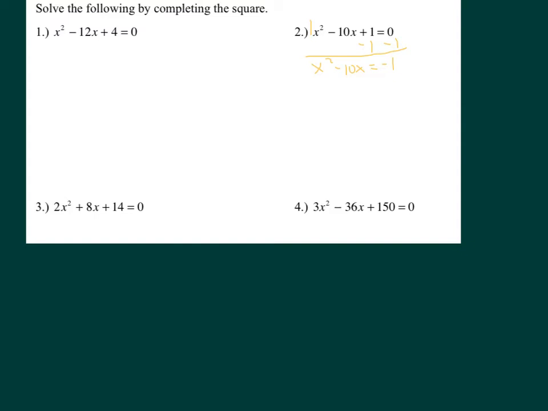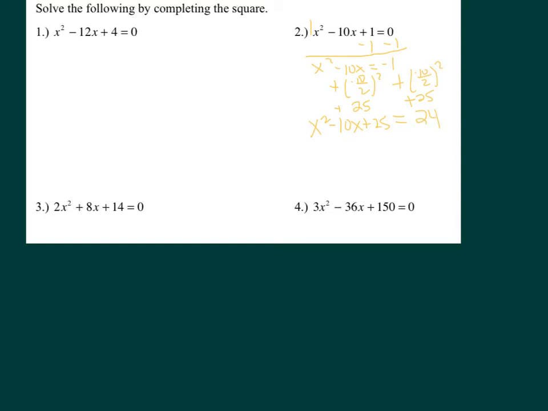Now I take half of that coefficient of x, square it, and add it to both sides. So half of negative 10, squared, is what I'm adding to both sides. Well, that's really just 25, because half of 10 is 5, squared is 25. So I'm adding 25 to both sides of the equation. I'll have x squared minus 10x plus 25. Negative 1 plus the 25 is 24.